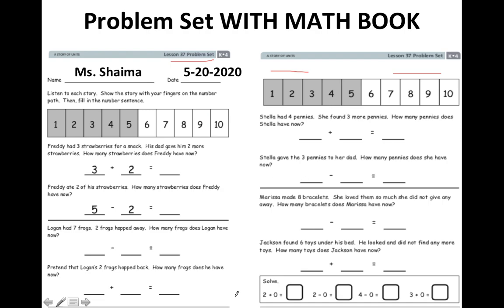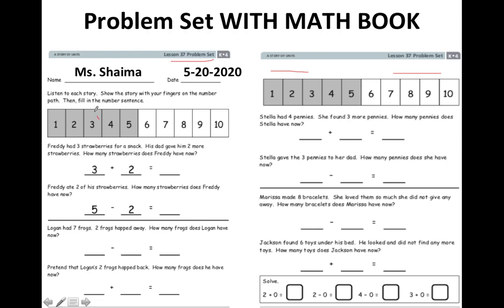Freddie had 3 strawberries for snack. His dad gave him 2 more strawberries. How many strawberries does Freddie have now? So let's look at the number sentence. It says 3 plus 2.